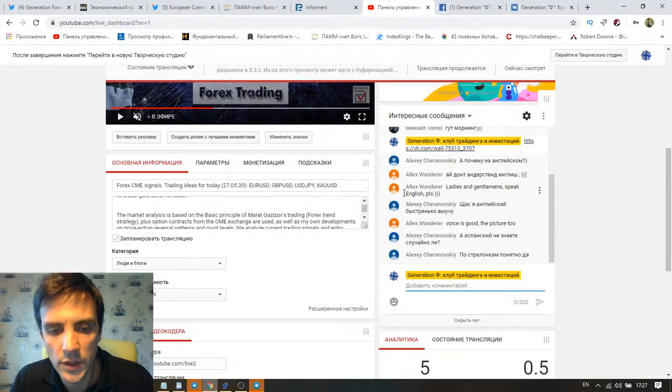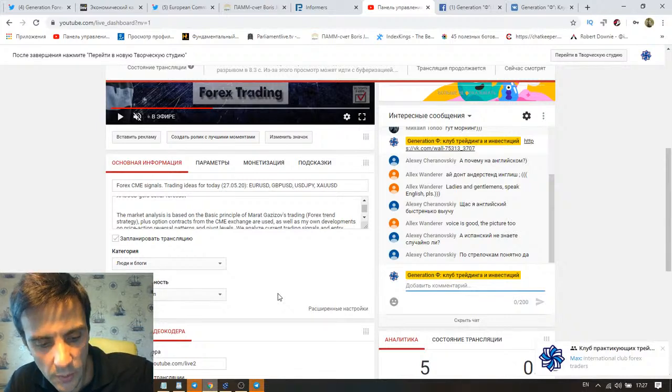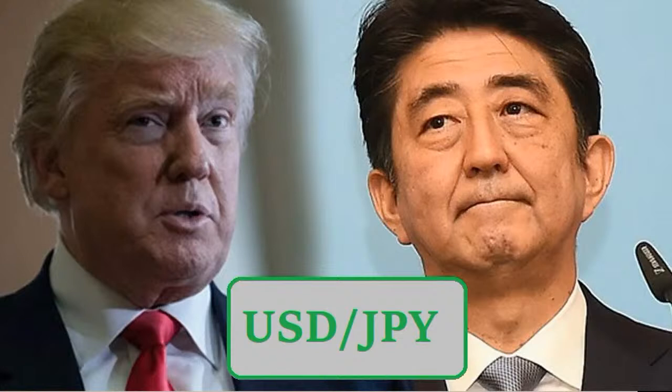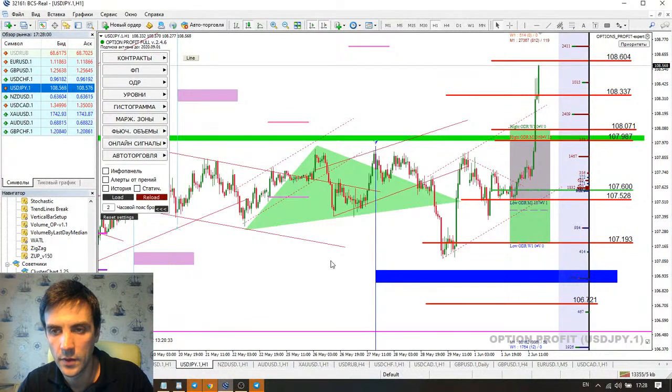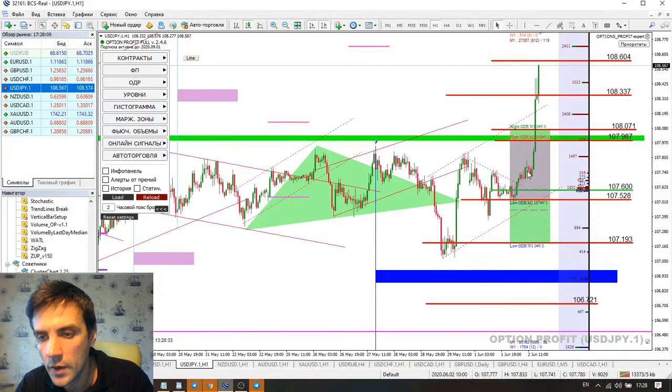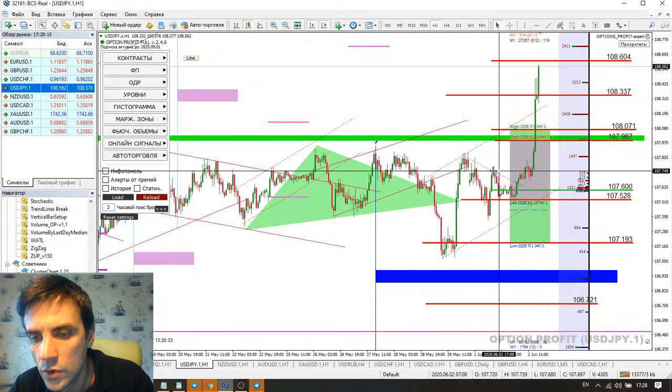Okay, we are continuing. Two pairs are left. This is Japanese yen and gold. The first one is Japanese yen. Japanese yen, we opened positions with my colleague Roman to break down this triangle.